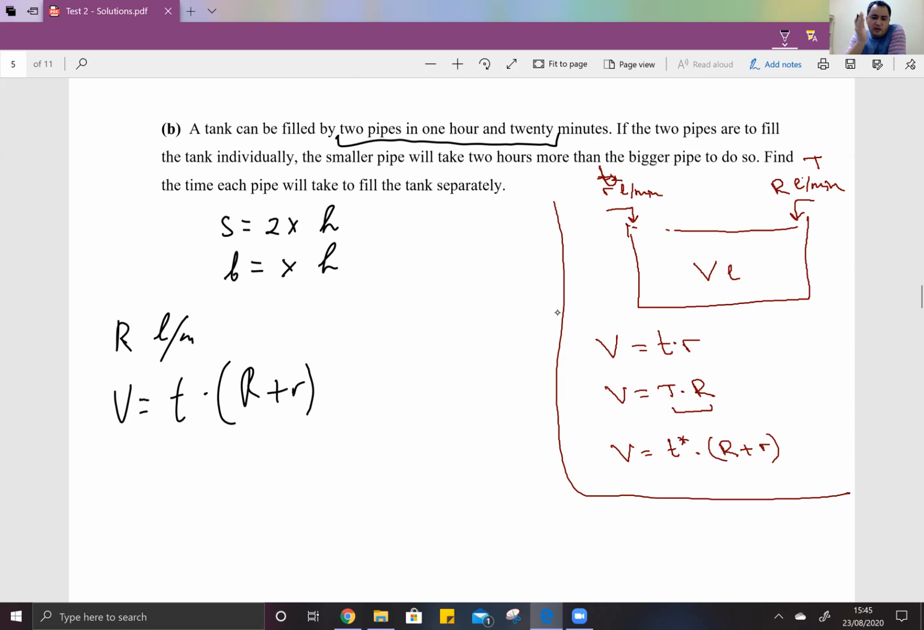So using this one, I'm going to delete everything. On the left-hand side, can you just write, for example, it says that the smaller pipe will take 2 hours more than the bigger pipe to do so. So using this in terms of only one thing, can you write these two equations? Just write here: V equals something, V equals something. That's the first two equations.